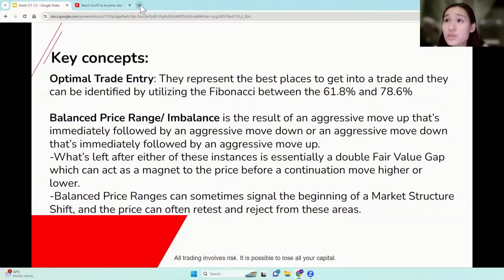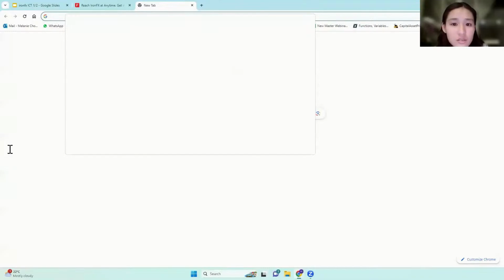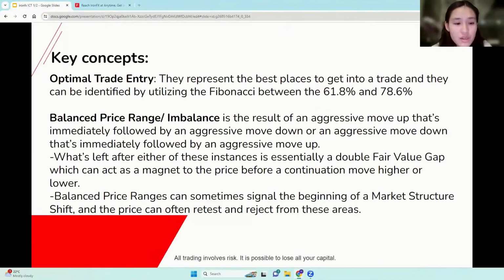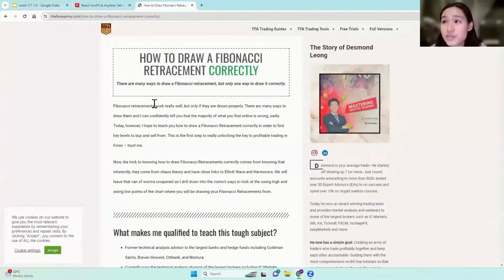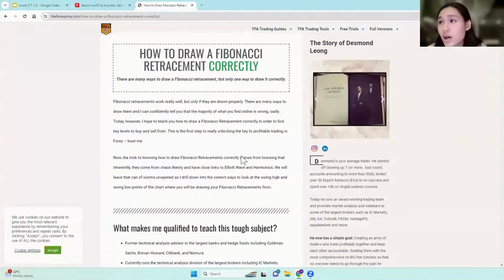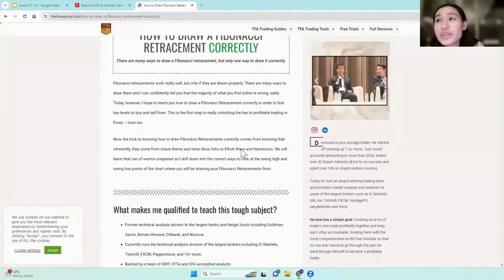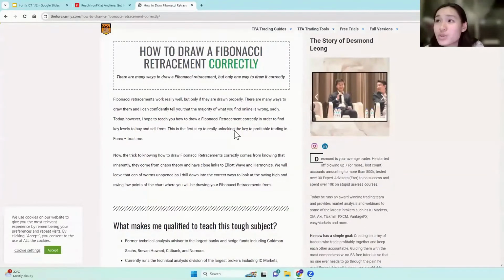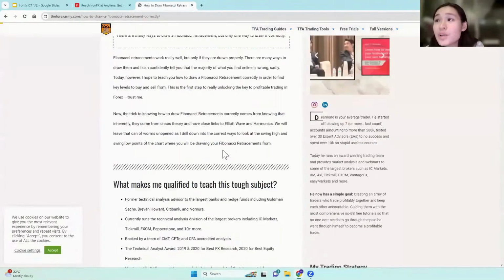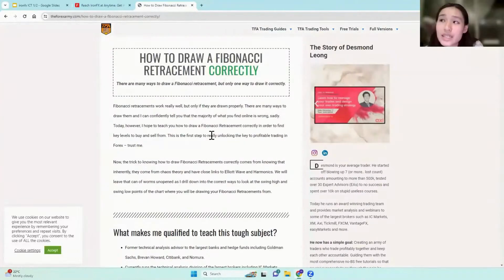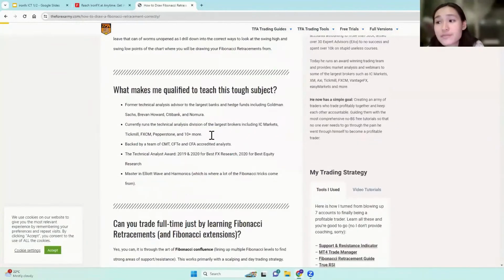Let me just show you guys a website. If you missed our Fibonacci series, not to worry, because we'll probably go through that again. But because we recently finished that, it might be a while. Anyway, the website that we recommend you go through is theforexarmy.com, and it goes through how exactly to draw a Fibonacci retracement correctly.